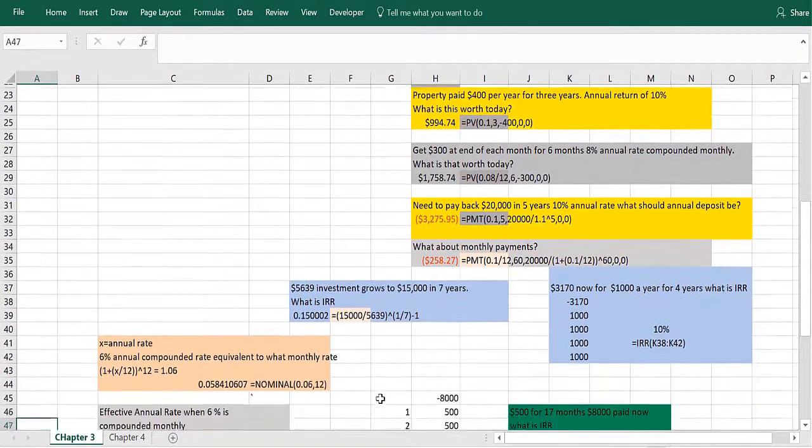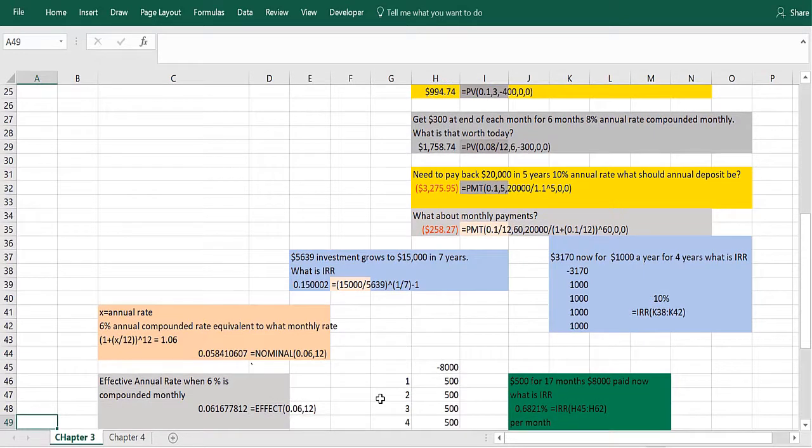Now, a lot of times we talk about a 6% annual compounded rate being equivalent to what monthly rate? So if we let X be the rate per month, 6% annual rate is equivalent to what monthly rate? So we take 1 plus the annual rate divided by 12 to the 12th power should equal 1.06.